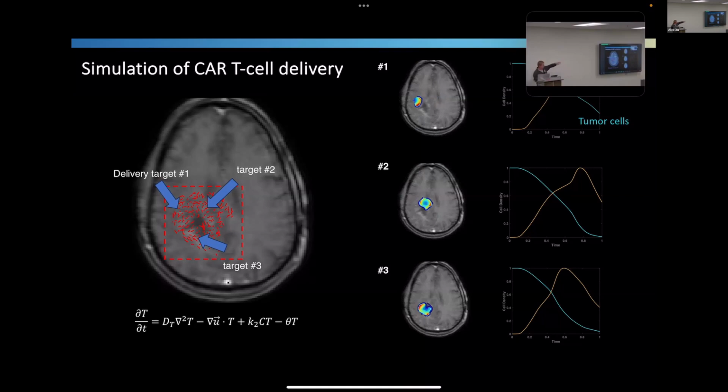And so for 3 different delivery sites here, you can see the simulation results top, 1, 2, and 3.